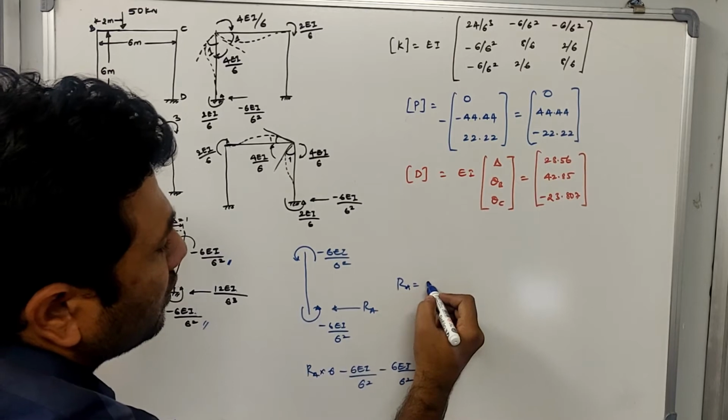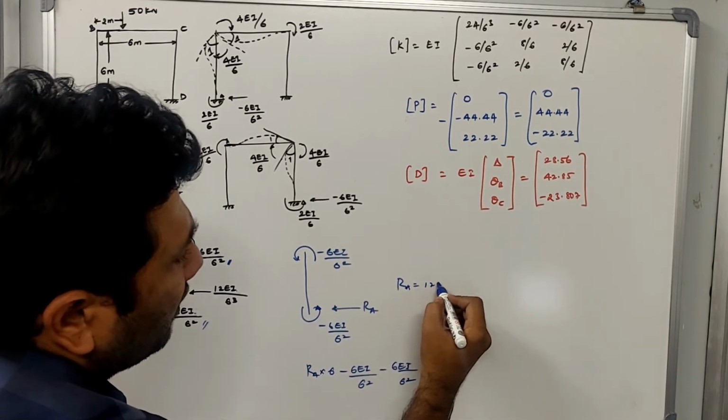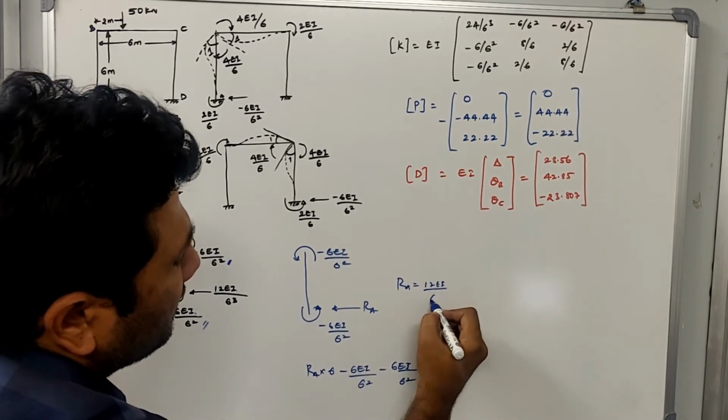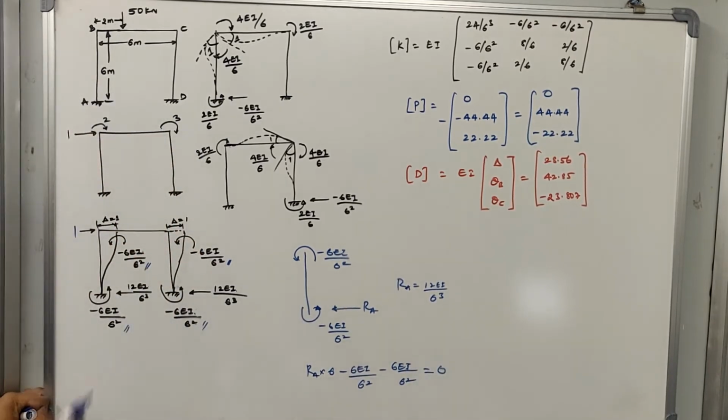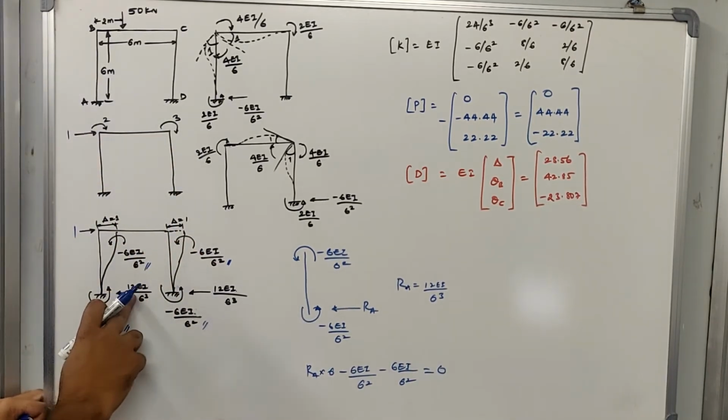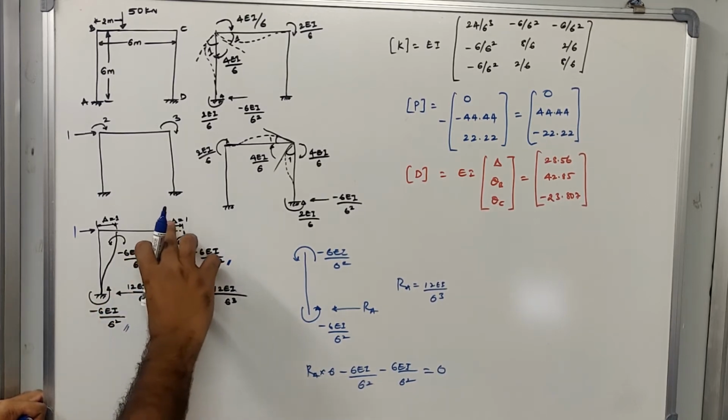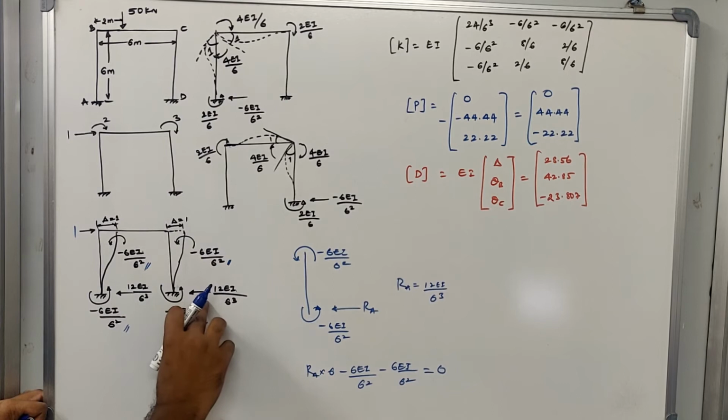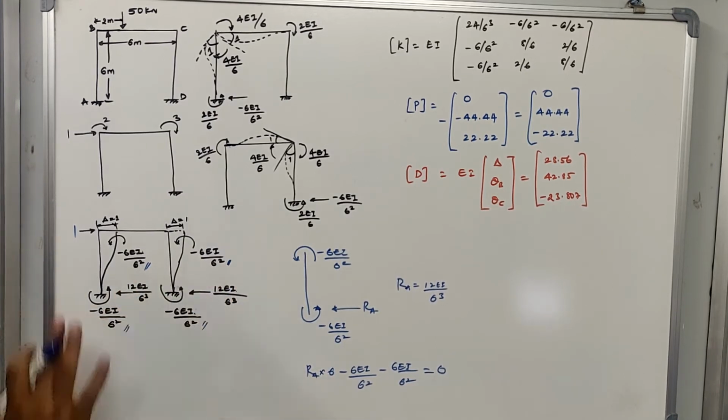RA will be equal to 12 EI divided by 6 cube. So the reaction that is generated over here is equal to 12 EI divided by 6 cube. Similarly, in the column CD also, the reaction that is generated will be equal to 12 EI divided by 6 cube. So this has been done.